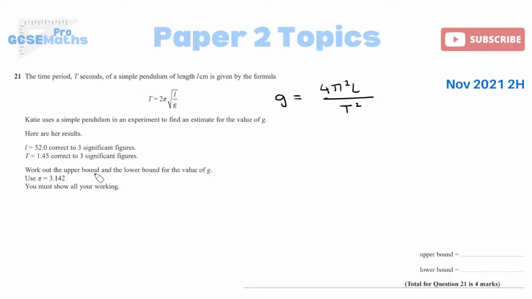So they've asked us for the upper and the lower bound for the value of g, so we need both. We need to figure out what we need. Because we're working out both the upper and lower bound, we're basically going to work out the upper and lower bounds of the original numbers anyway, aren't we? So you can work that out.